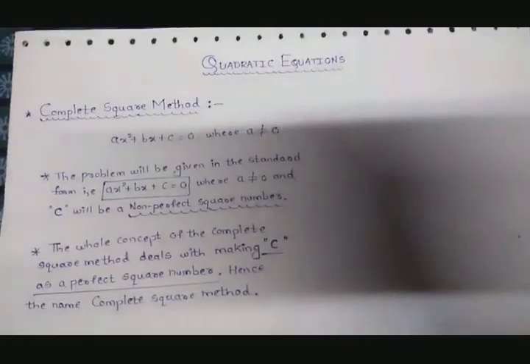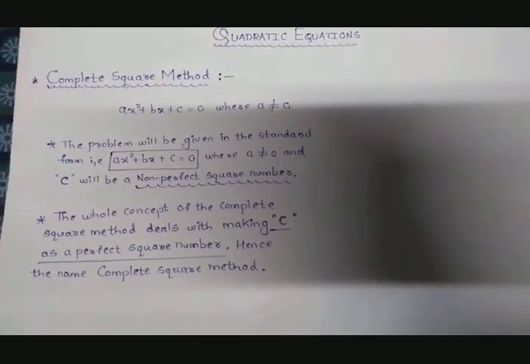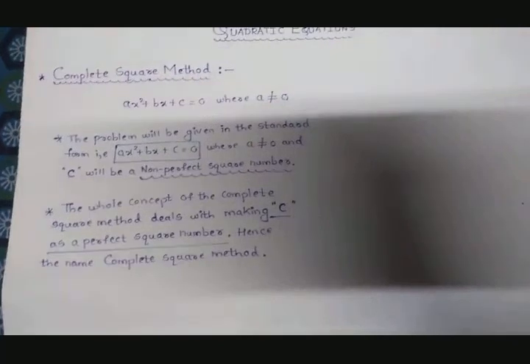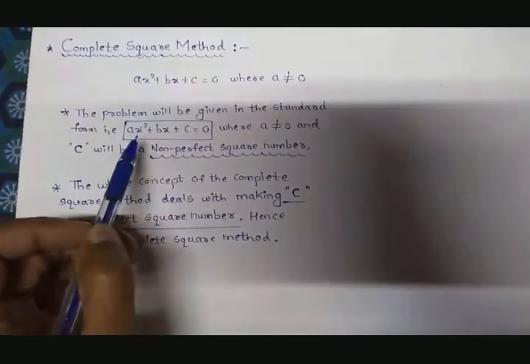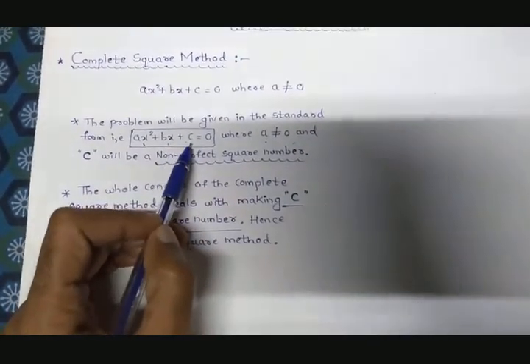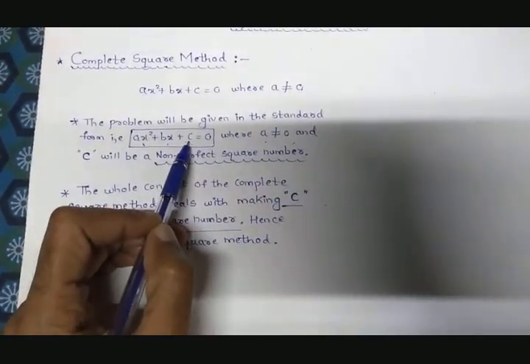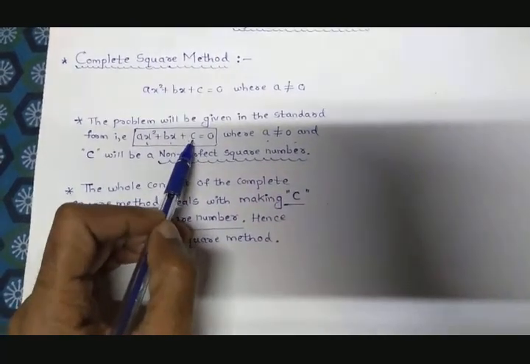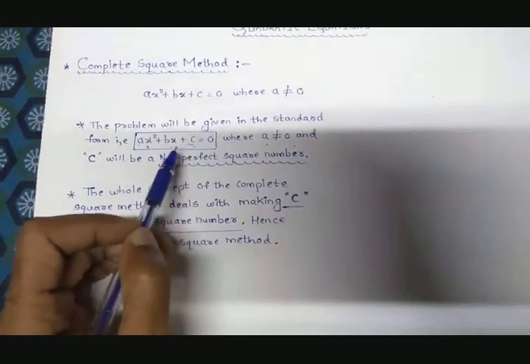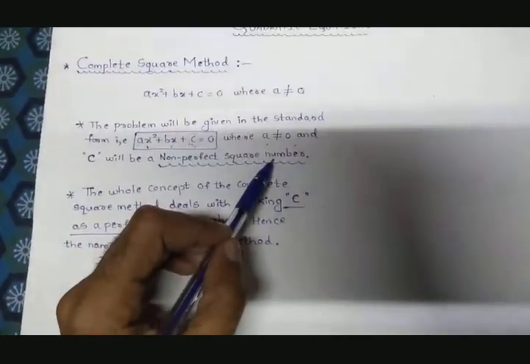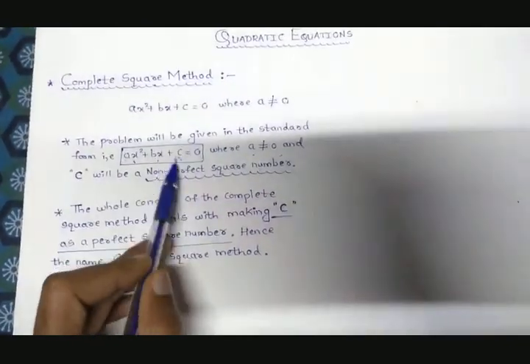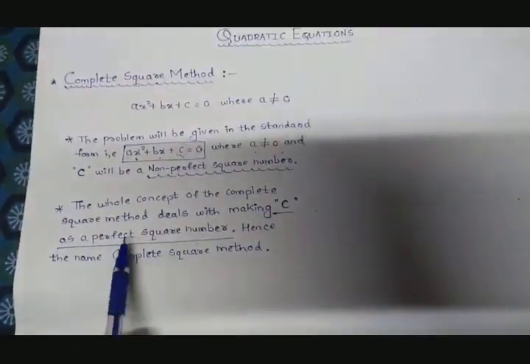So you know what the standard form of a quadratic equation is, that is ax square plus bx plus c, where a is not equal to 0. So in the complete square method, the problem will be given in the form of ax square plus bx plus c, where a is not equal to 0 and c must compulsorily be a non-perfect square number. So the whole complete square method deals with making this c, which is a non-perfect square number, a perfect square number.